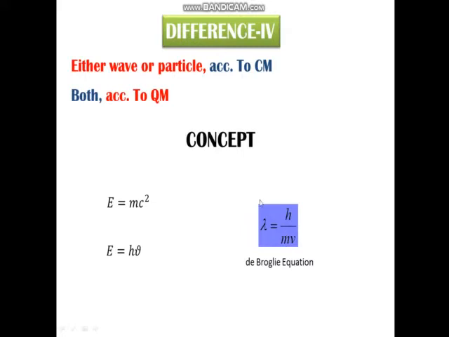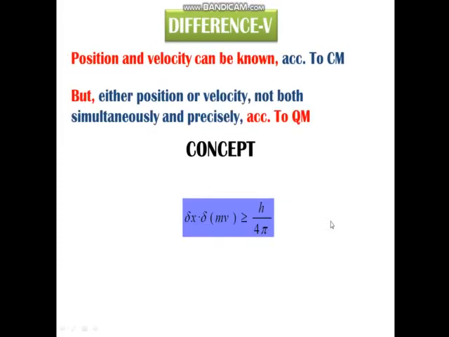Here, lambda is the wavelength, m is the mass, and v is the velocity. You can see that as the mass increases, the wave character decreases. As the particle size decreases, its wave character increases. So radiation can behave both as a wave and also as a particle. It depends upon the mass of the object according to quantum mechanics.